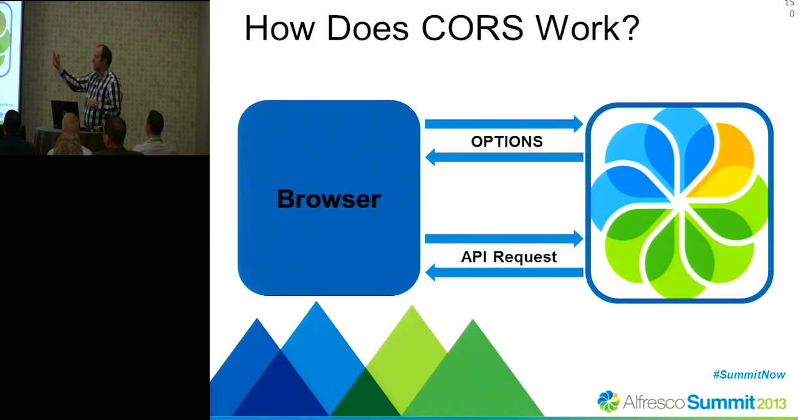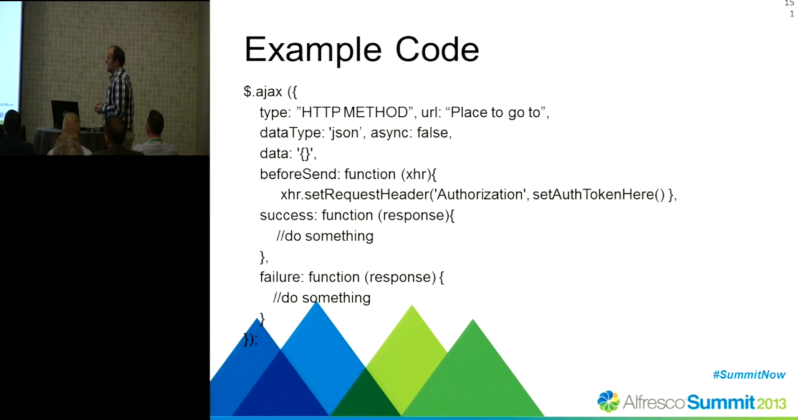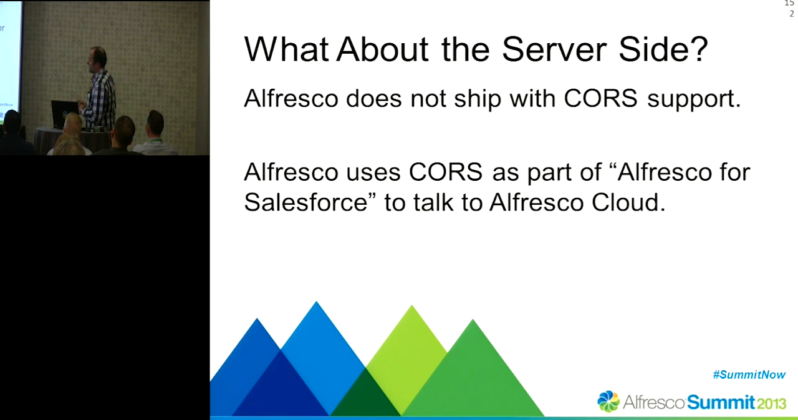If it supports it, then it allows the API request to go out. So, a simple jQuery example here. I have my methods or my URLs. I have my authorization that I'm going to need to be able to talk to, in this case, Alfresco, and we're going to handle those calls whenever they come back. So very much similar to any calls that you would ever do.